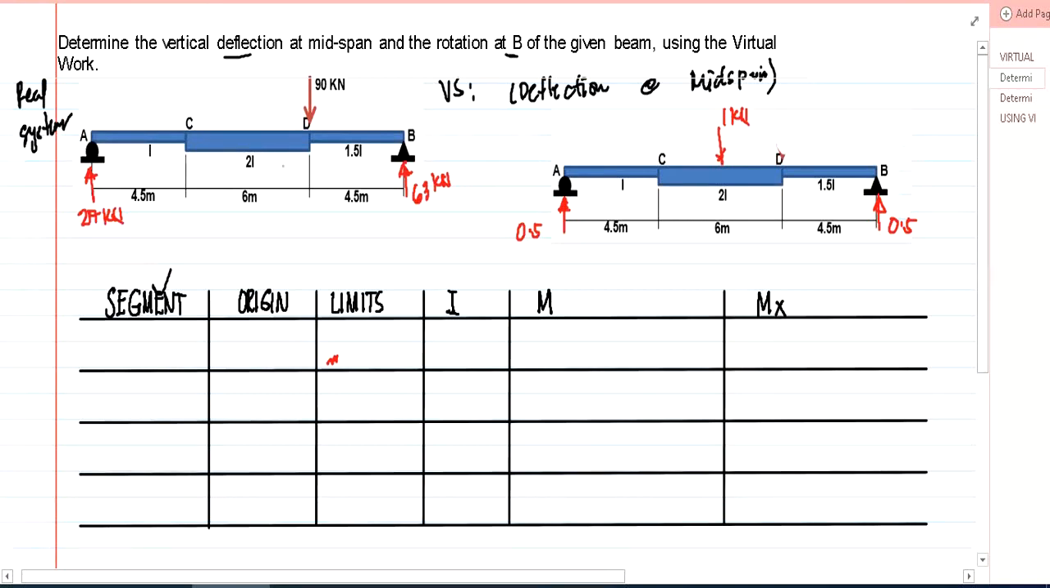Okay? So pagka tinitignan mo lang kasi yung real system, tatlong cutting lang yan, di ba? AC, CD, and DB. Okay? Pero pagka tinitignan mo yung virtual system mo, magka-cut ka sa AC. Pagkadating mo dito, let's say this is E. Pagkadating mo dito sa CE, magka-cut ka din dyan. Okay? And for ED, magka-cut ka din dyan.